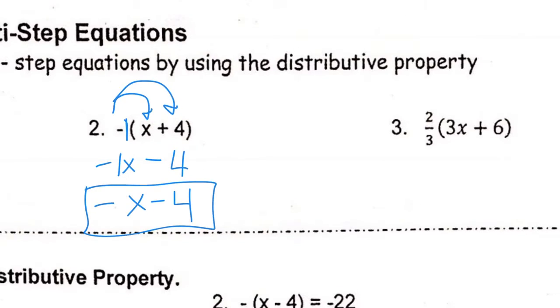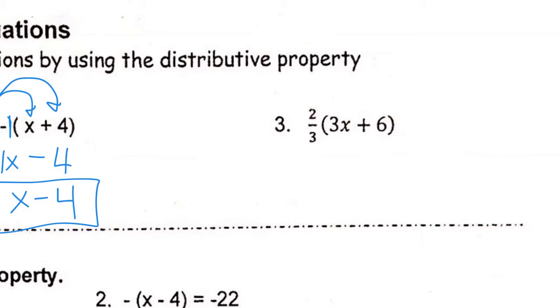And then the last one, we are distributing a fraction. Remember, it acts the same as if it was an integer. So we multiply 2/3 times 3. Those cancel out, so I have 2x. And then 2/3 times 6, we would get 12 over 3, which is equal to 4. So when that simplifies, you get 2x plus 4.